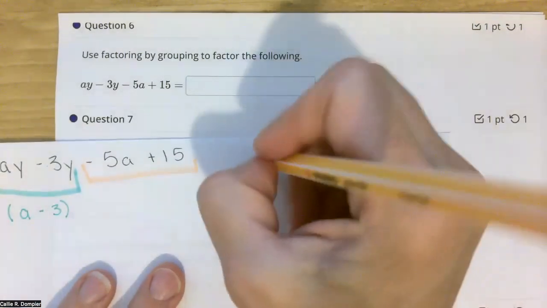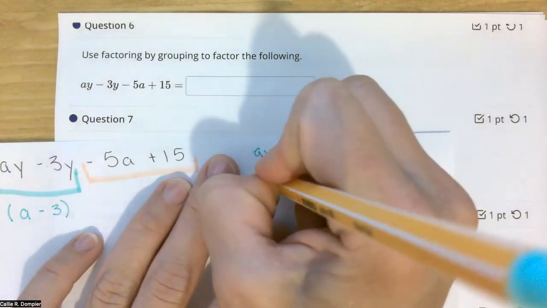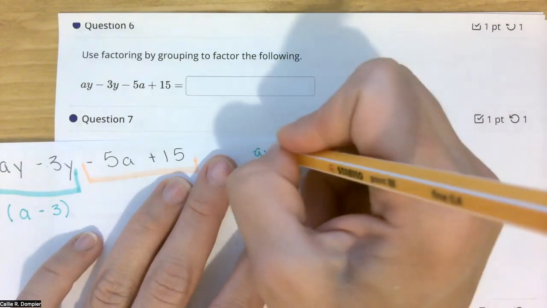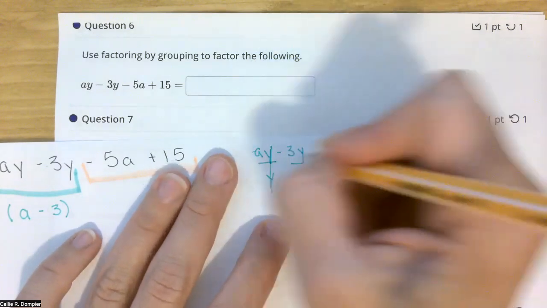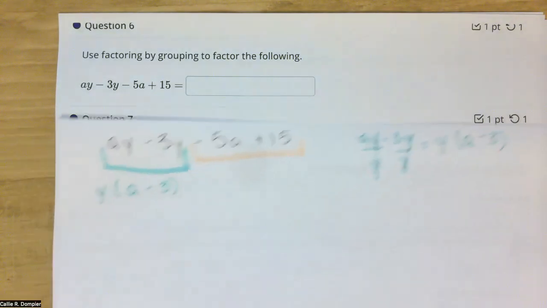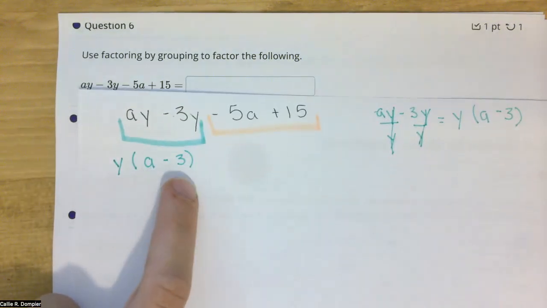It's true because ay minus 3y divided by y becomes y on the outside. Those cancel, and I have a. Those cancel, and I have negative 3. That's how I got it. Okay? Factored out the y, a minus 3.